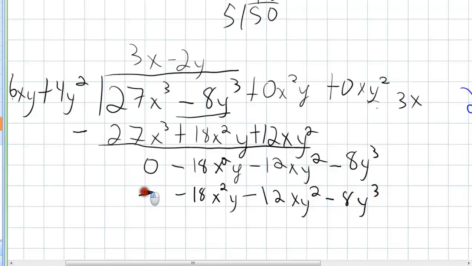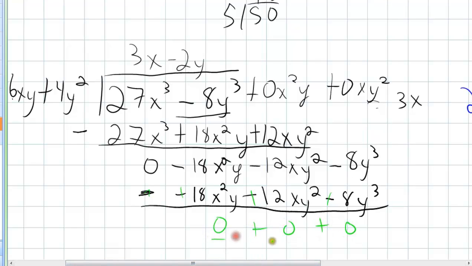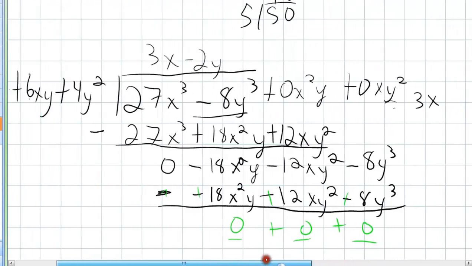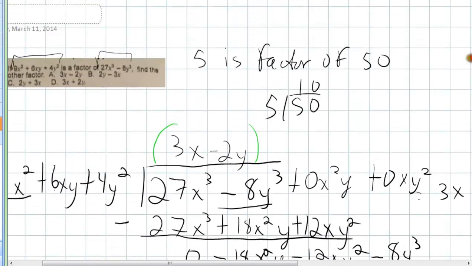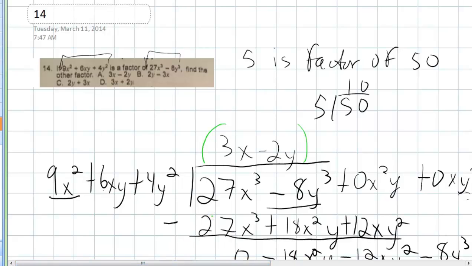And now we do our subtraction, okay? And so remember that when you're subtracting negative numbers, it basically becomes addition. And so I'll show you that with a different color. So now I'm going to basically just be adding all of these, okay? So negative 18x squared y plus 18x squared y is 0, right? This is also 0, and this is also 0. So there we go. We've just finished the problem, right? So our answer is up here. 3x squared minus 2y, which is an option right here.